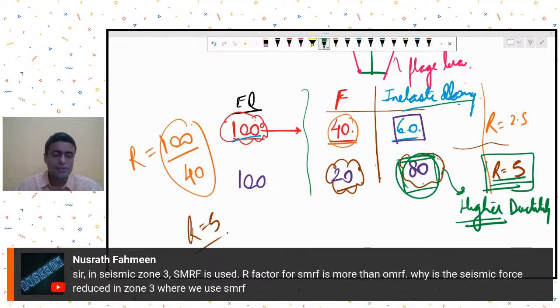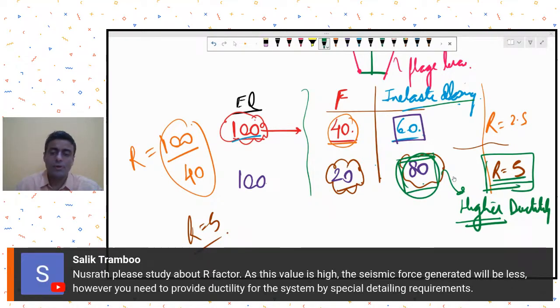Nusrat is saying in seismic zone 3, SMRF is used. R factor for SMRF is more than this. Yeah, so I think you got the answer. So now in seismic zone 3, I am using SMRF R of 5. That means I am designing for even lower earthquake forces. But then how am I compensating it? I am compensating for lower earthquake forces by providing a system which has much more ductility in terms of the rules that I adopt for special moment resisting frame. Because I have taken a higher R of 5, I am designing it for lower earthquake forces. I'll ensure that my system has much more level of ductility.